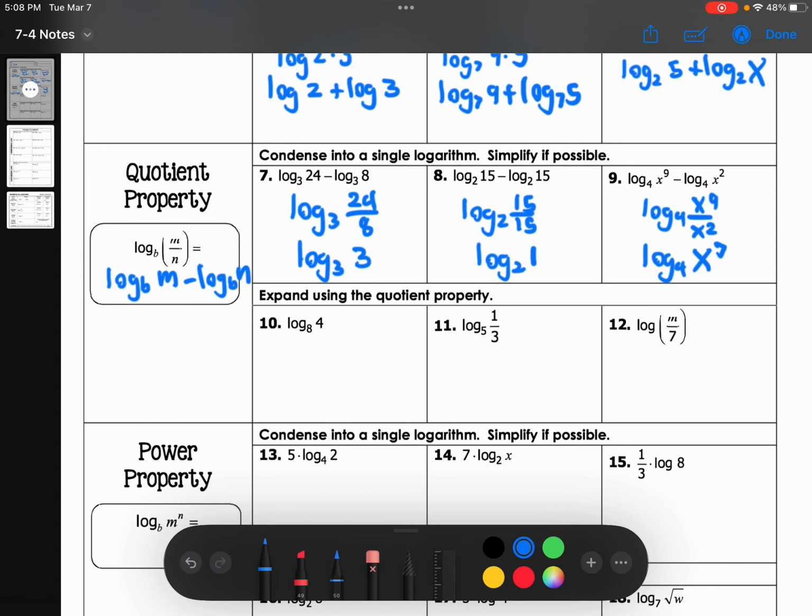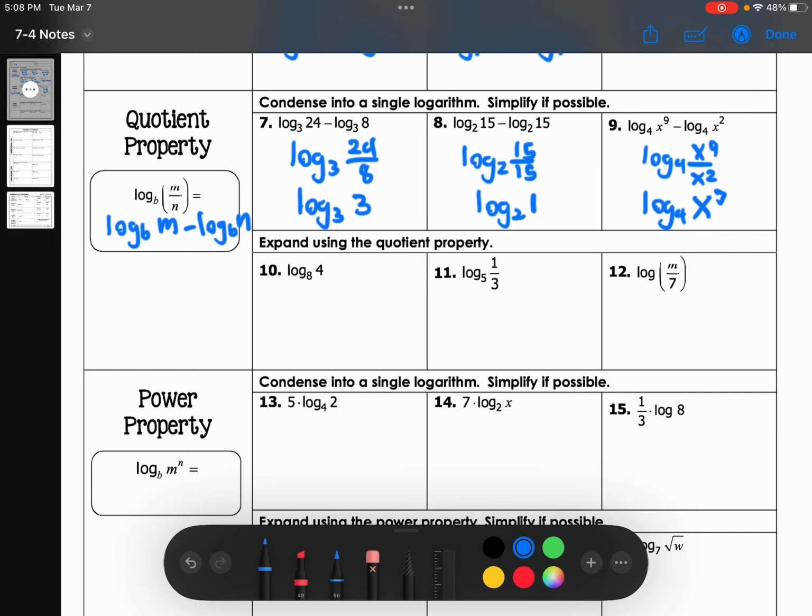But on number 11, for example, what I can do is I can rewrite this as log, remember now I'm expanding, okay? So I want to take one logarithm and make it into at least two logarithms. 1 minus log base 5 of 3. And that's it for that, okay? On this one right here, number 12, this is log base 10 of m minus log base 10 of 7.